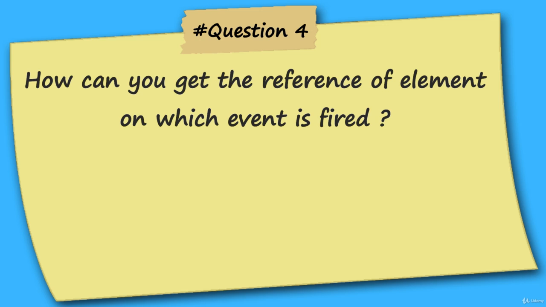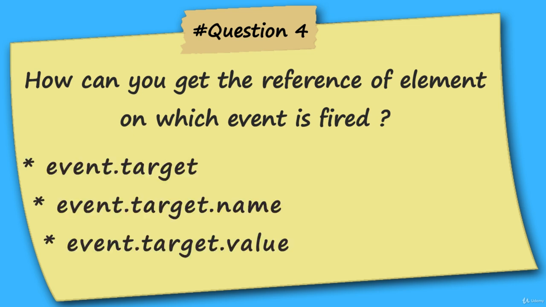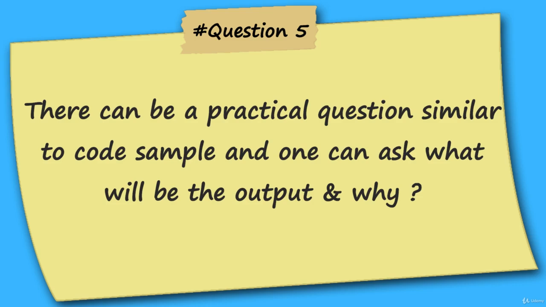that is the capturing phase. The fourth question is, how can you get the reference of the element on which the event is fired, or the reference of the element which raised the event? So that we get using event.target. We can use event.target.name, event.target.value for that matter. So whichever element has the focus, that element's value we can refer using event.target.value as well. And the fifth question can be that the code which we saw earlier can be given, and then one can ask you what will be the output of this code and why. So you can discuss the bubbling happening by default in the DOM architecture.